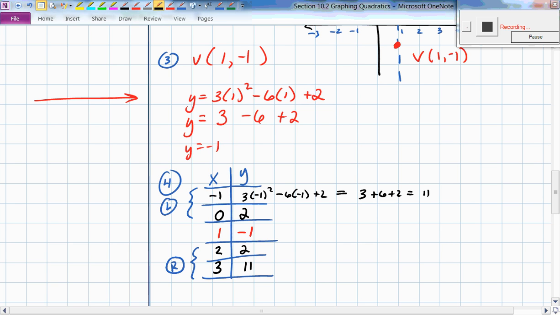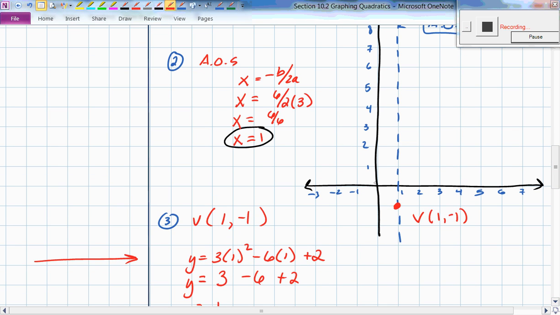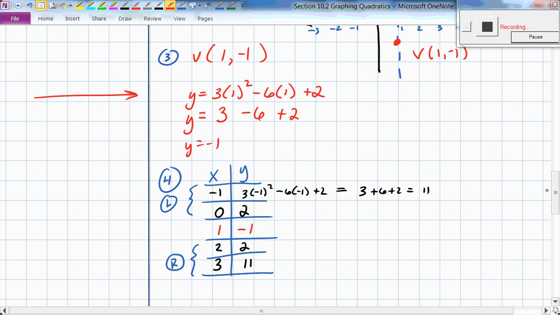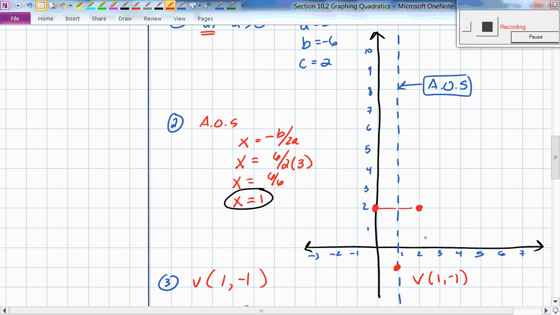Let's go back and let's graph it. Let's go 0, 2. That point has to be there. So I know that 2, 2 has to be there because they have to be even from the axis of symmetry. And the other point has to be 3, 11, which I barely have room for. 3, 11 right there. And all you really need are those points, and we're going to go like that, and we're going to graph it up like this.